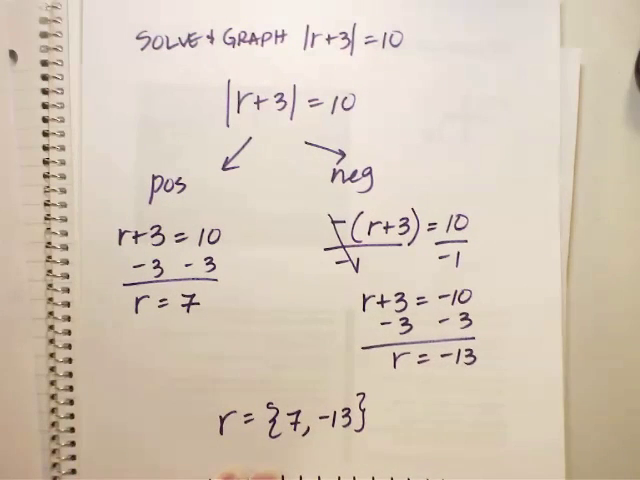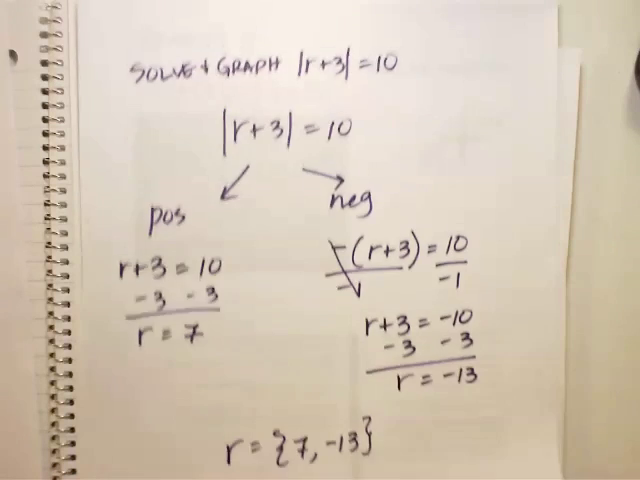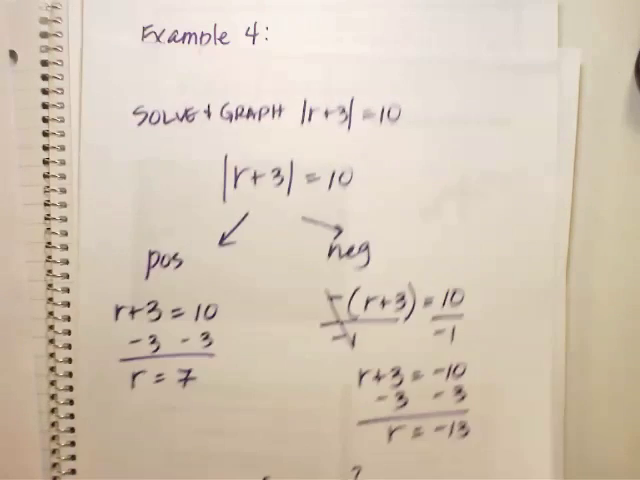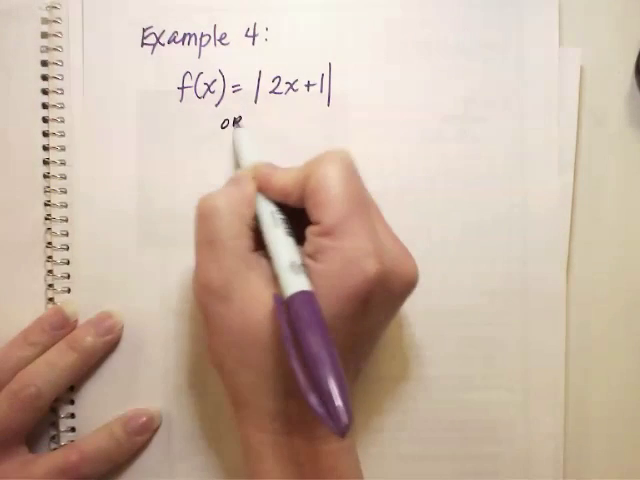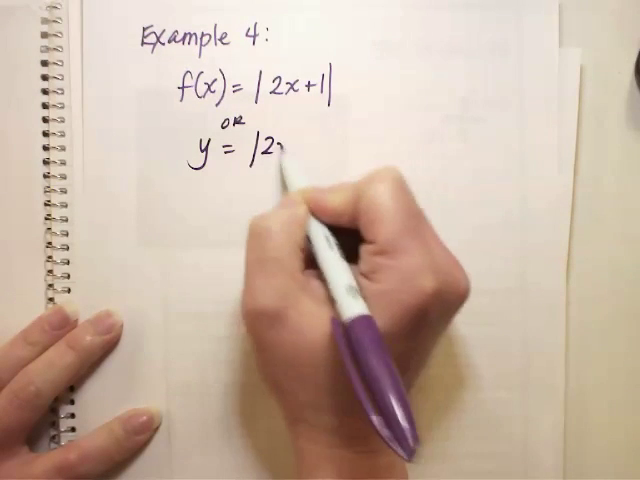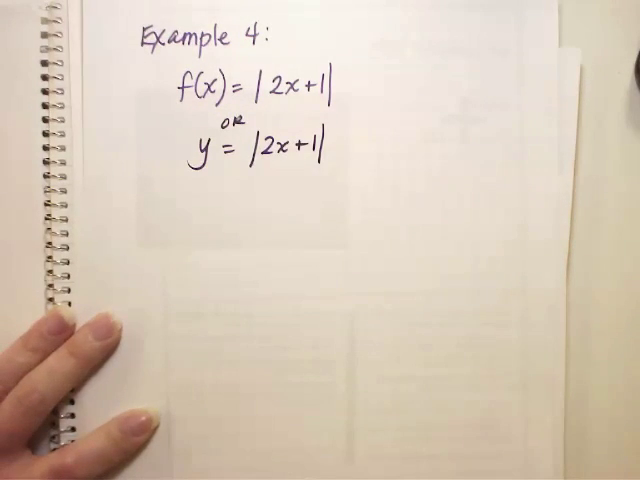Okay, so we're going to go ahead and move on and try a different type of problem now. Notice this is a function, f of x. This is back from chapter 3 when we worked on functions. F of x, recall, was just another name for y. So really this is saying y equals absolute value 2x plus 1. You could write it either way.